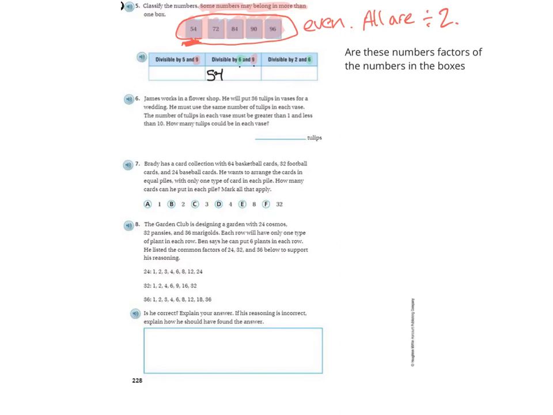Are 6 and 9 factors of 54? Yes. Is 2 a factor of 54? Yes, it is, because it's even. Is 6 a factor of 54? Yes, because we just proved that. 6 times 9 is 54. I didn't have to really do anything other than look at my previous problem, and I already know that pretty much every single one of these numbers is going to be divisible by 2 because they're all even.